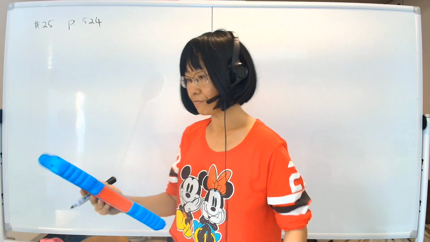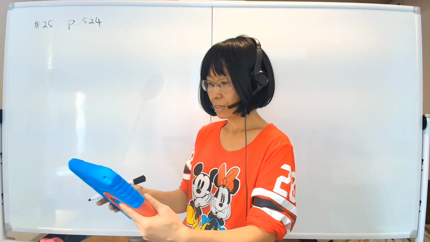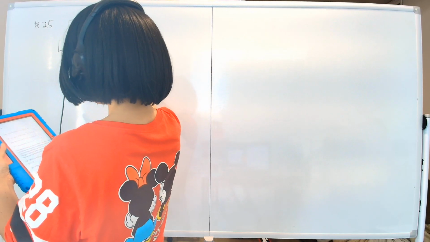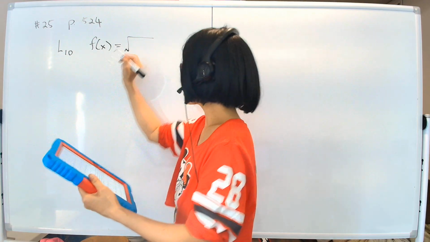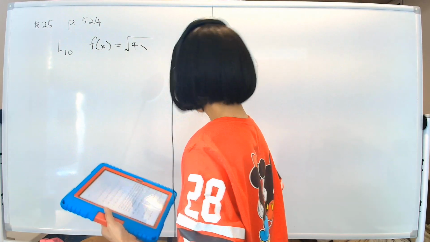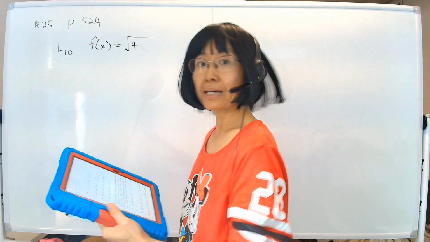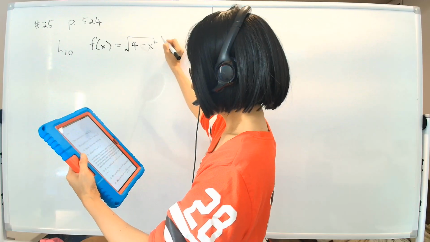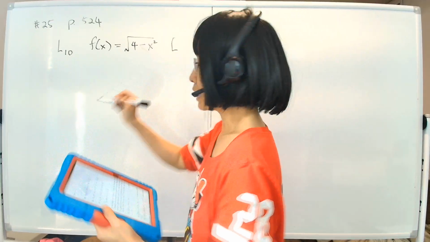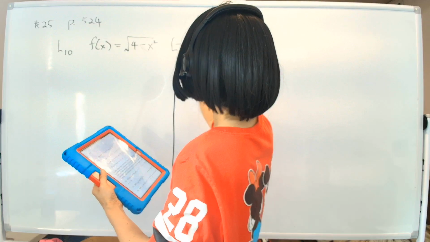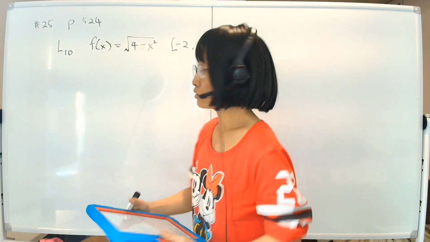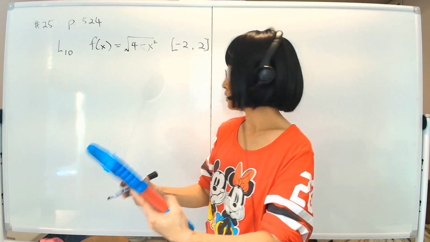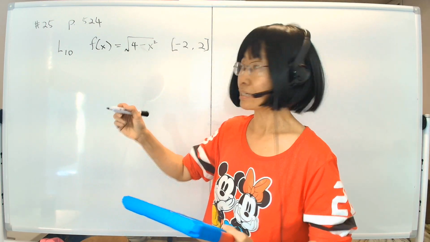So problem number 25 says we need L10 for f of x equals the square root of 4 minus x squared, and we're adding the area from -2 to 2. So we're doing the left end point limit or whatever it's called. And so that's that. Now, whatever the function is isn't actually that critical.